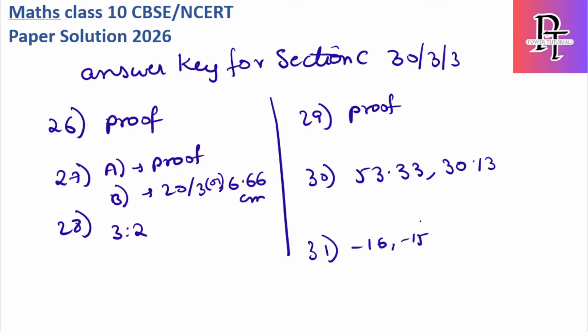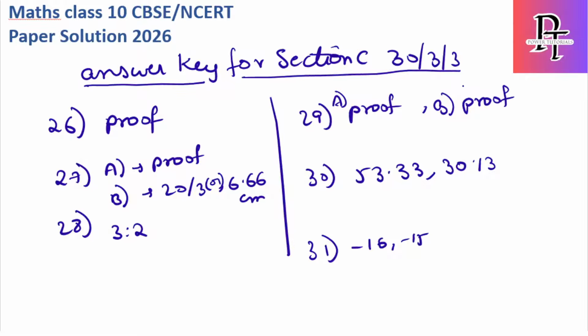Okay, so if you want to check your answers by answer key, this is the answer key for section C, 30/3/1. For 26th is proof, and here 27 we have A or B option, which is first is proof and second is this one. 28th question, the answer is 3:2, and 29th we have A is also proof and B is also proof. So I'm just not writing the details, but if you want the solution, you can check how I have solved by just scrolling left side.